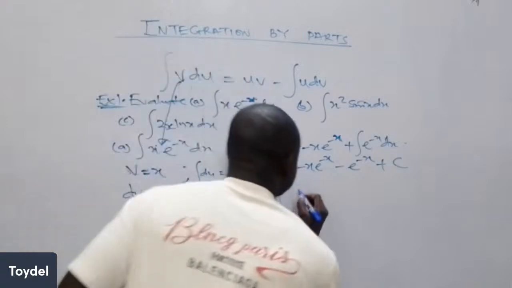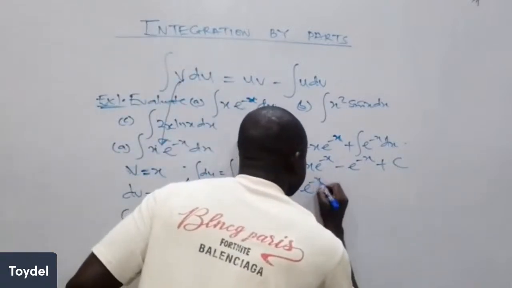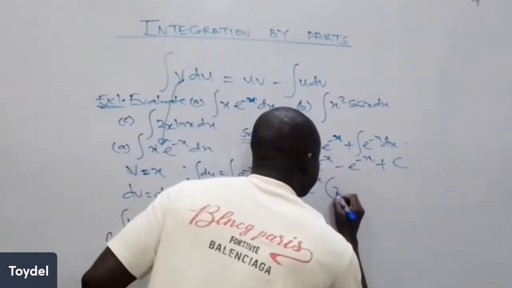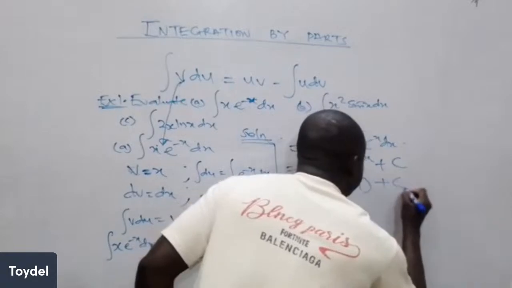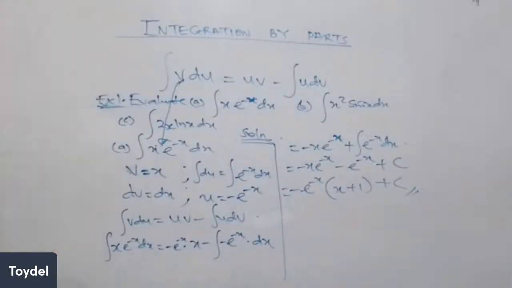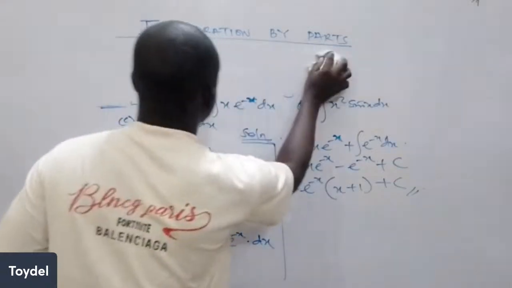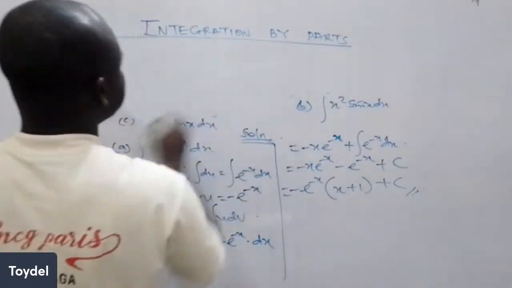Of course, I can bring out minus e to the minus x outside the bracket, so that at the end of it, I have x plus 1 plus an arbitrary constant. And that will be the final answer. So under integration by parts, just express what you are given in the form of u dv. Once you express it in the form of u dv, check out what you are given, then just fill in the gap. You're going to get the right answer. So that is that about the first question.